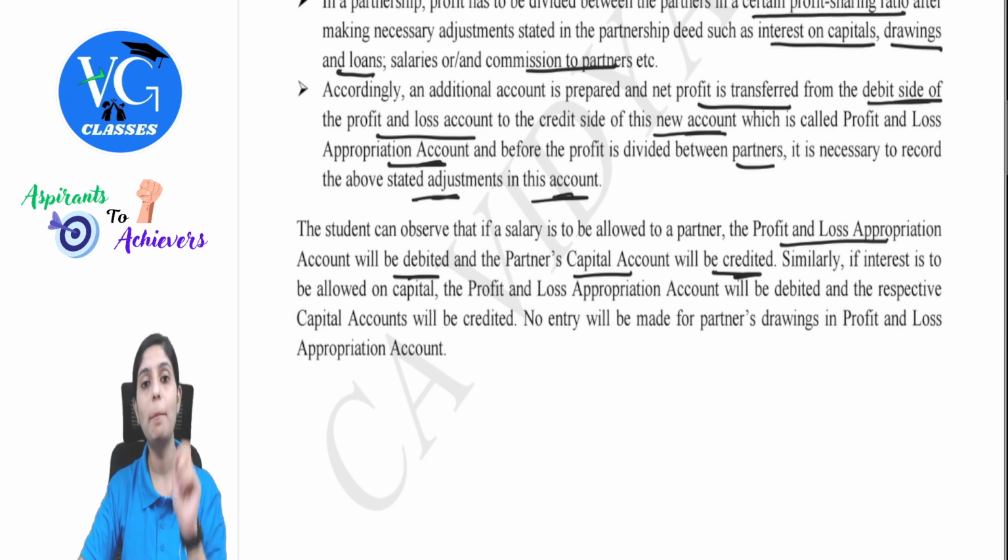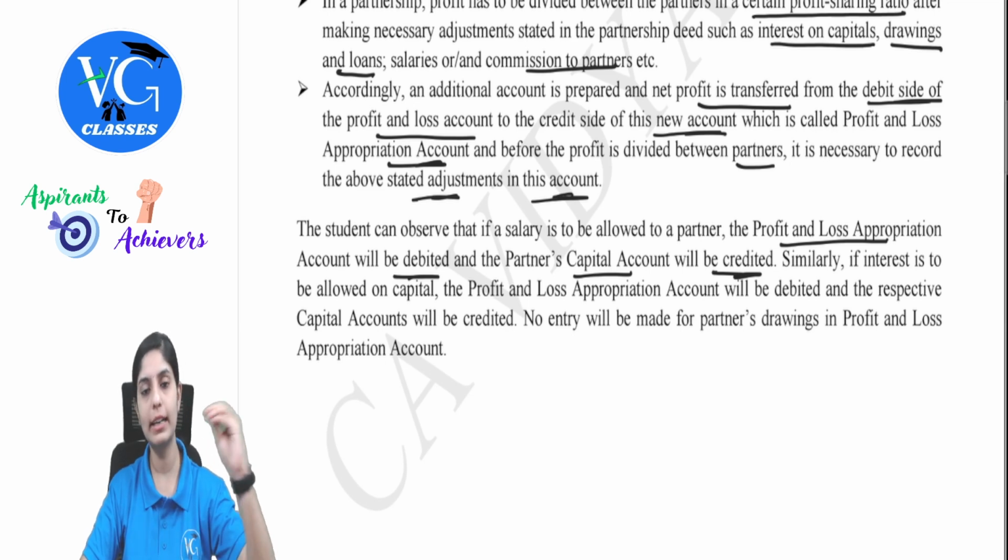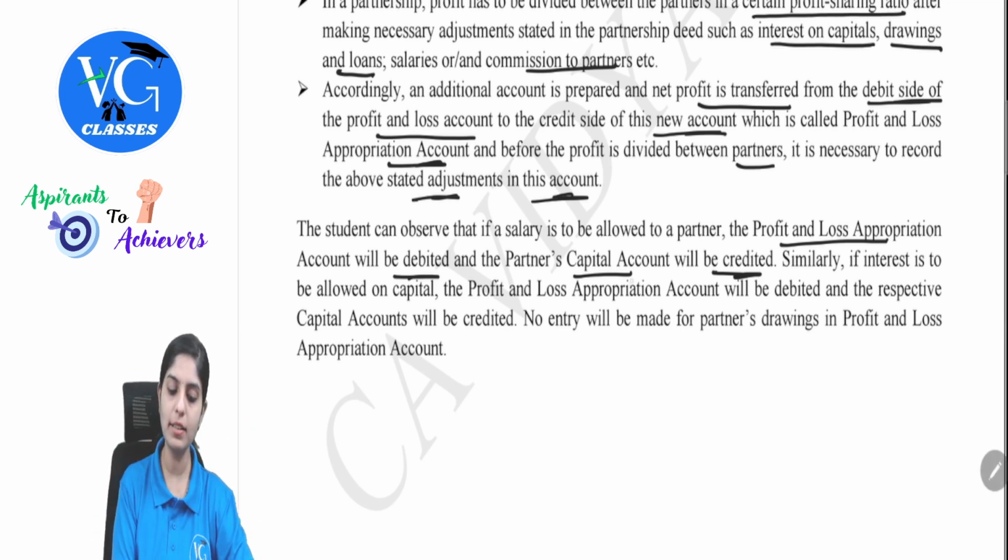Now, thinking from the partners' point of view, represented as the partners' capital account, the capital account will always have a credit balance. If the partner's balance increases, what should we do? We should credit it. So, therefore, the partner's capital account will be credited.